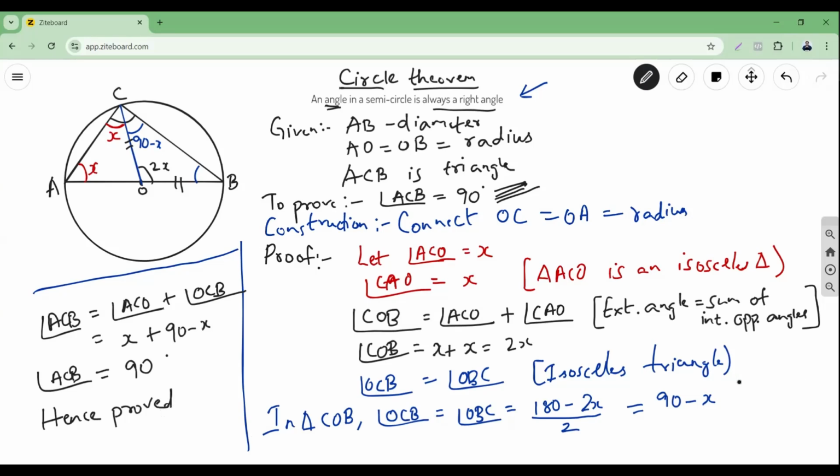Now, for this step last year, we had not written the proper reason. So let's write: this is the angle sum property of a triangle. That's the reason. If I'm adding these three angles, it's going to be 180 degrees. But the other two angles are equal, so one of the angles will be 180 minus 2x divided by 2, and therefore I'm getting 90 minus x. And finally, we came to know that angle ACB is 90 degrees. So this is how we prove a theorem, and proving the theorem by giving reasons improves our reasoning ability.